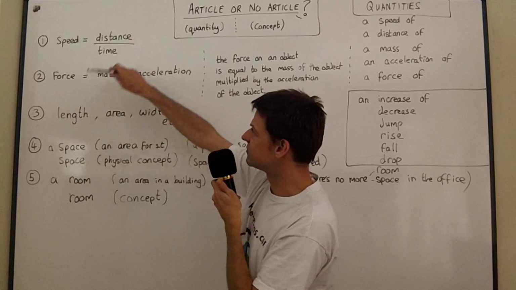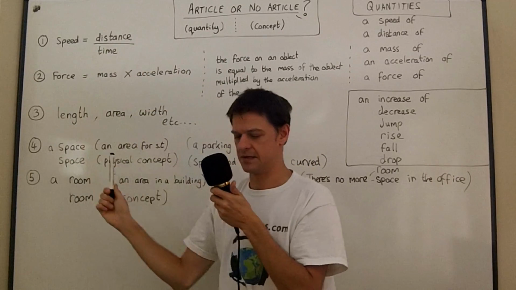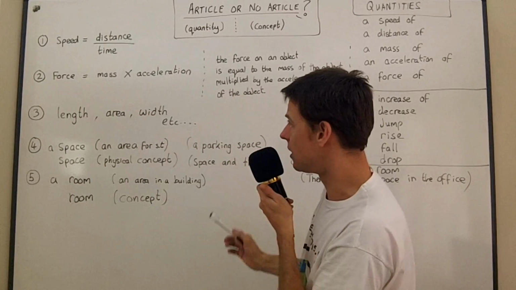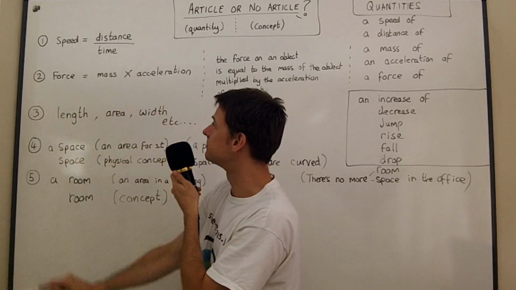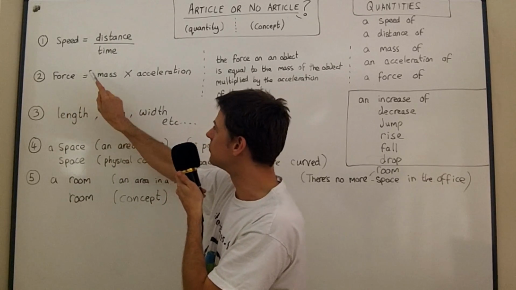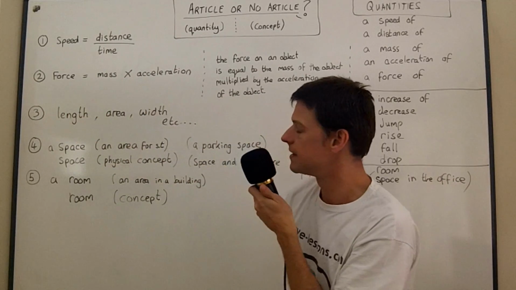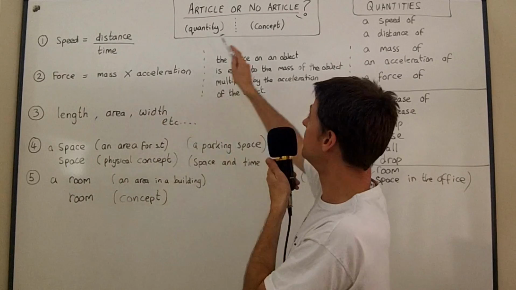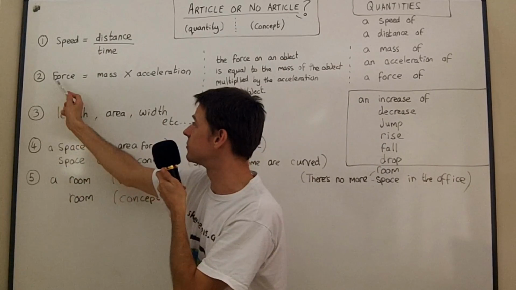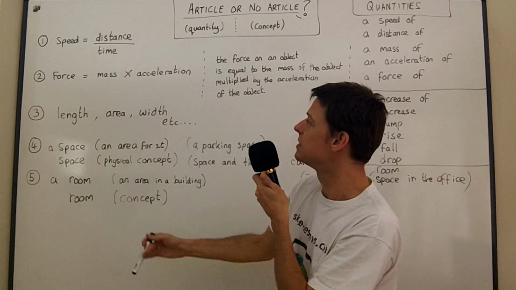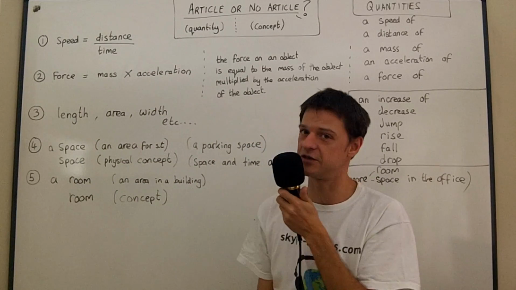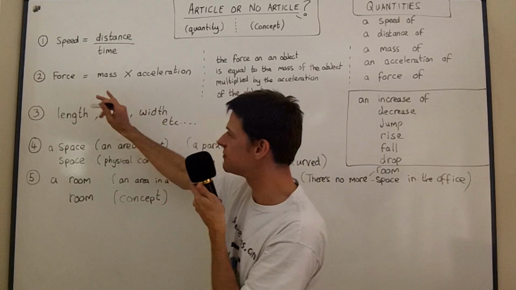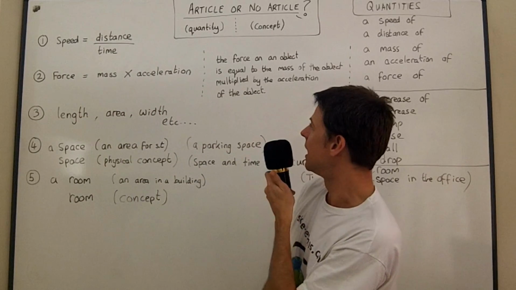I hope that's clear. However, when a maths teacher is describing this relationship, he will probably use no article. He'll probably say speed equals distance over time, or force equals mass times acceleration. And it's because here we're speaking about the general concepts. We're saying that the concept of force is equal to the concept of mass multiplied by the concept of acceleration. And so here we definitely use no article.